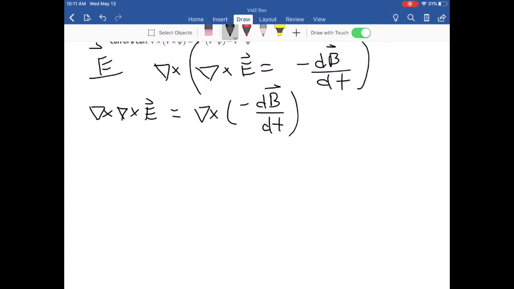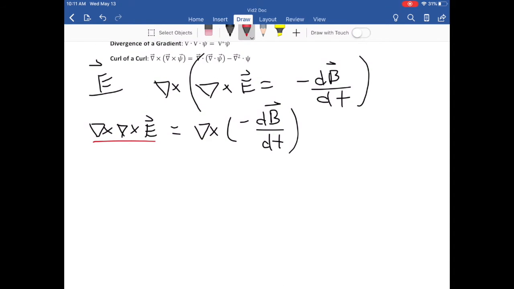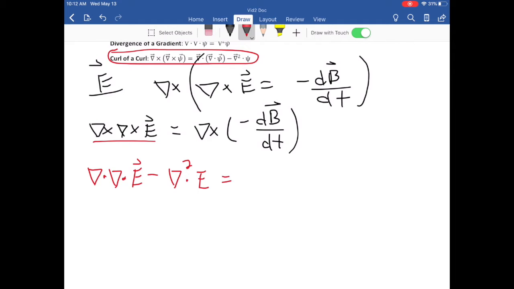And here, there is now an equation at play. So if we go ahead and look at the left-hand side of the equation and scroll up a little bit to see the curl of a curl identity, we can see that del cross del cross psi is equal to del dot del dot psi minus del squared times psi. And that can then be applied to our left-hand side of the equation, affording us the following: del dot del dot E minus del squared times E. And that's equal to the same thing on the right-hand side of the equation, del cross the negative derivative of the magnetic field with respect to time.